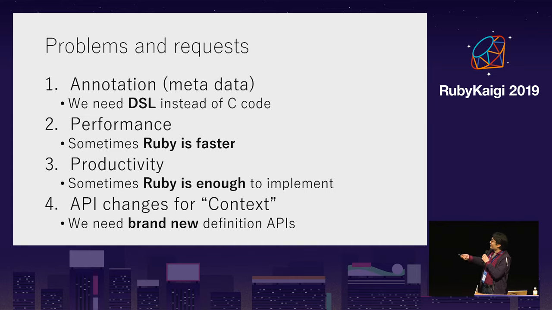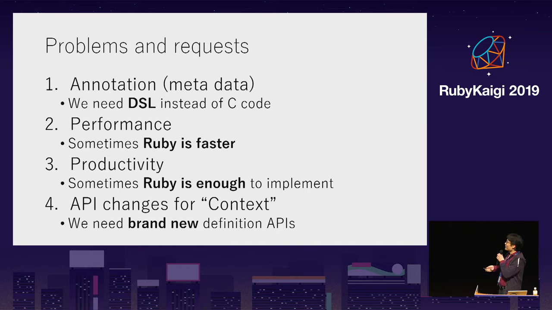So I wrote several problems, and I want to solve everything. This is a summary of the problems. For annotation, we need to use a DSL instead of C code. For performance, sometimes Ruby is faster, so we need to write in Ruby for some cases. And for productivity, C implementation is very difficult, so we need to write in Ruby. And we need to change to a brand new API to achieve parallel interpreters.